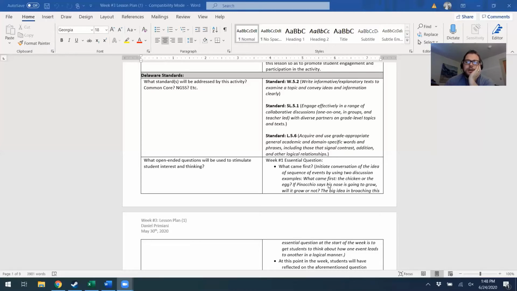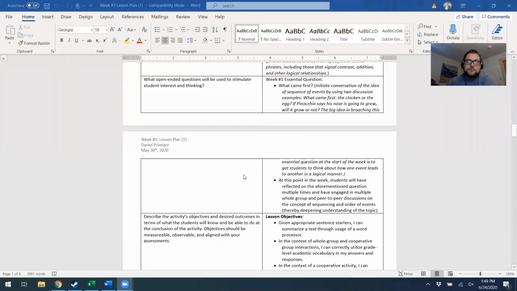So, in essence, we're going to get to these objectives again in just a little bit, but students are being able to write about a topic and convey ideas and information clearly. They are engaging in cooperative learning structures effectively, whether that be one-on-one, in groups, or teacher-led, with a mix of partners on grade level topics and texts. And the last part is that they're using the relevant language for the lesson appropriately, that they're picking up the necessary academic language to be successful.